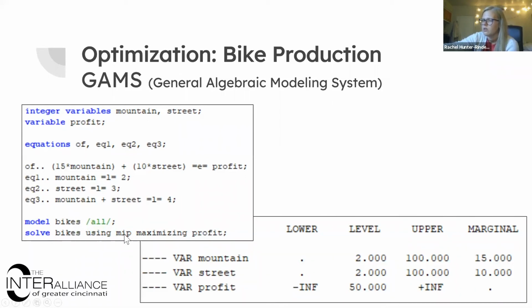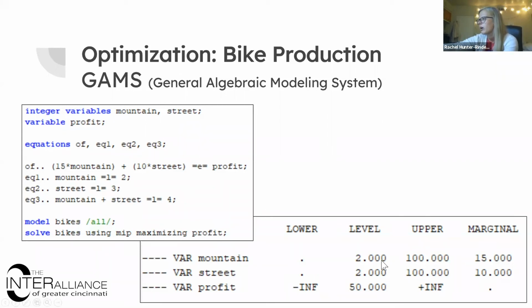I'm going to solve it using mixed integer programming, which just means that you can't call it linear programming anymore when your variables have to be integers. It's mixed integer programming at that point, and then we're maximizing profit. So it says the same thing, just in GAMS syntax.